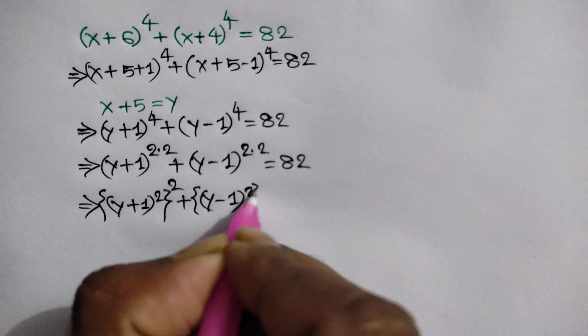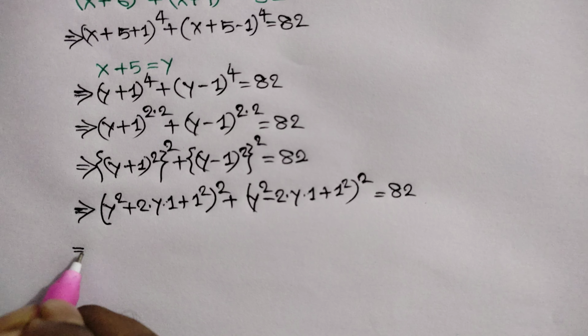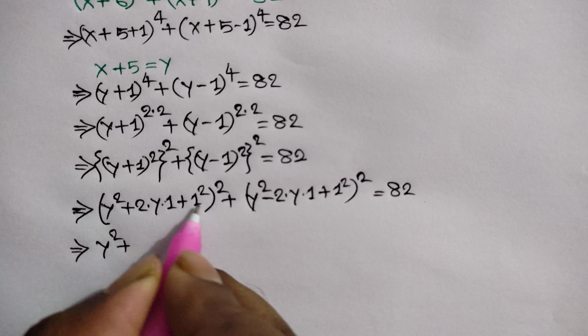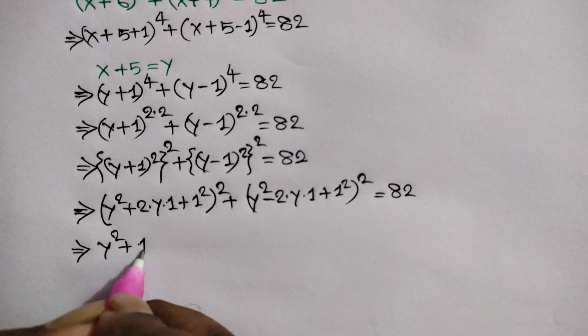Or now here we can use algebraic formula, so we can write here (y^2 + 2 times y times 1 + 1^2)^2 plus, similarly here we can use algebraic formula, so we can write here (y^2 - 2 times y times 1 + 1^2)^2 is equal to 82, or (y^2 + 1, that means 1, plus 2 times y times 1 is twice y)^2 plus (y^2 + 1 - twice y)^2 is equal to 82.